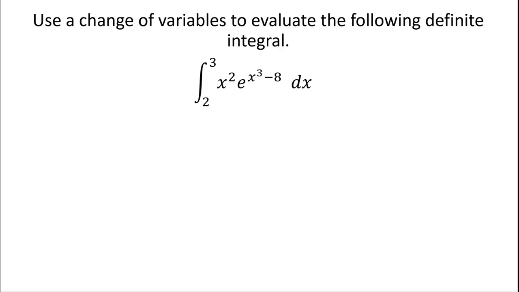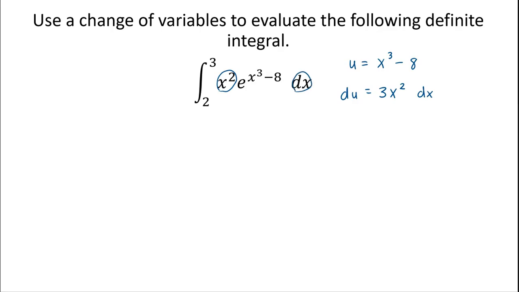And when we have a factor containing e in our expression, a good bet is to always let u equal the exponent of e. So in this case, we'll try letting u equal x cubed minus 8. And if u equals x cubed minus 8, that means du equals 3x squared dx. Now we almost see our entire du represented in our definite integral. We have an x squared and a dx.